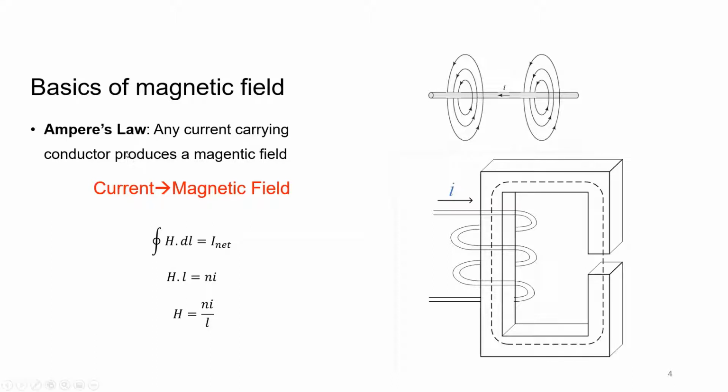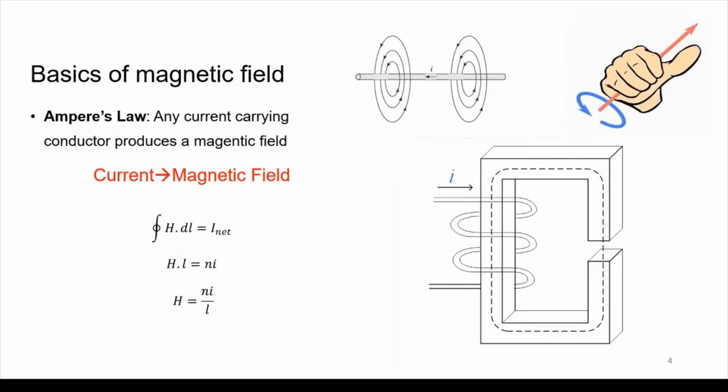So we go to Ampere's law. Any current carrying conductor produces a magnetic field. So this establishes a relationship between current and the produced magnetic field. Let us say we have a current carrying conductor and I take the cross section of this conductor at this point and I look at it from this side.